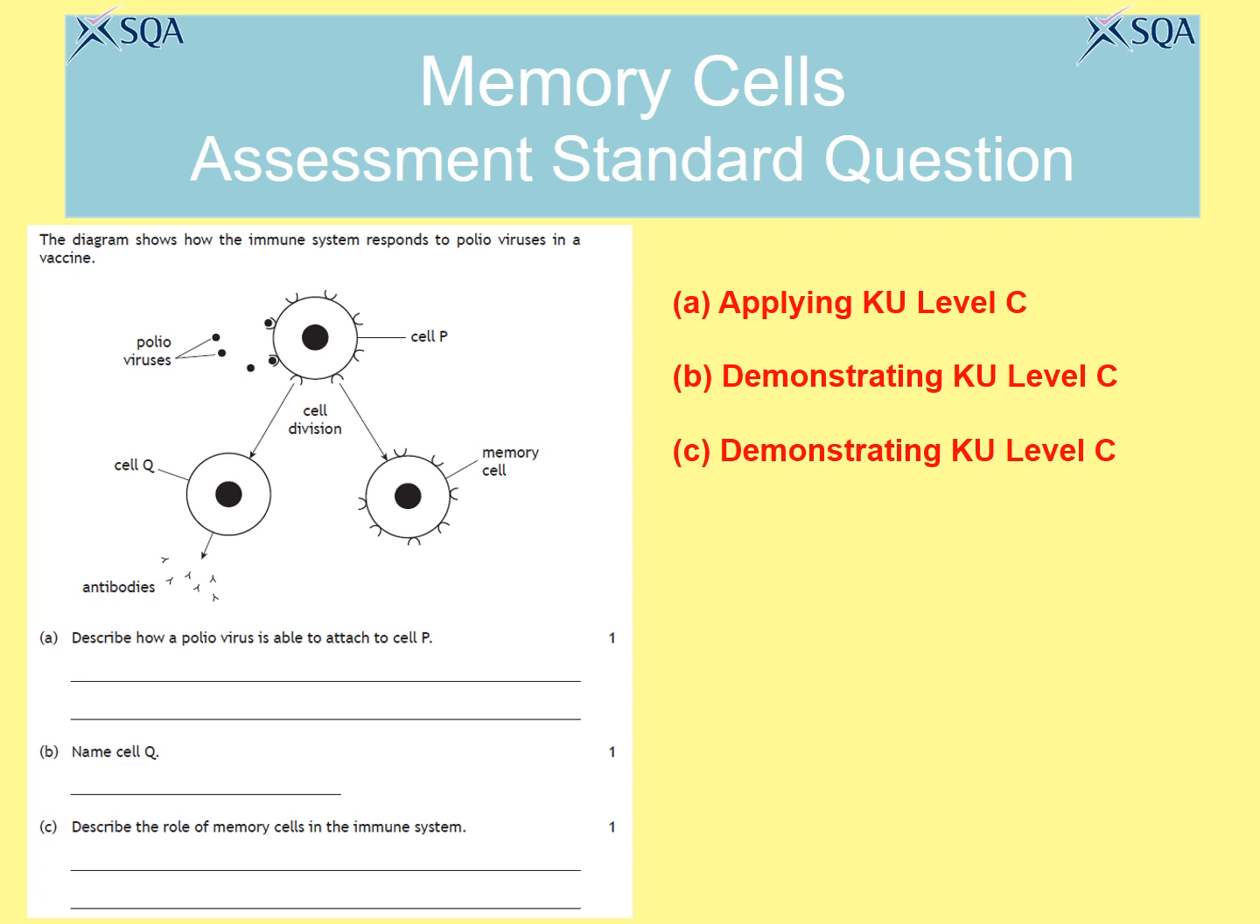Describe how the poliovirus is able to attach to cell P. Well, cell P has membrane receptors that are specific to the poliovirus, or the antigens on the virus. Cell Q should be identified as a B lymphocyte. And the role of memory cells in the immune system is that they quickly respond to another attack by the same virus, or when being exposed to the same antigen.